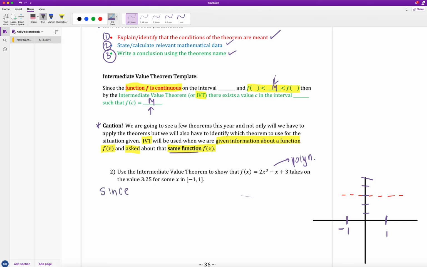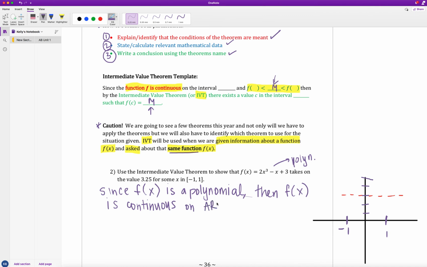So since f of x is a polynomial, then f of x is continuous. I almost started using a shorthand right away, but I want to make sure I'm writing this all out. So since f of x is a polynomial, then f of x is continuous on technically all real numbers, and I'm going to shorthand all real numbers with ARN, since the domain of polynomials are all real numbers. But we're only specifically interested in -1 to 1, so all real numbers includes -1 to 1.